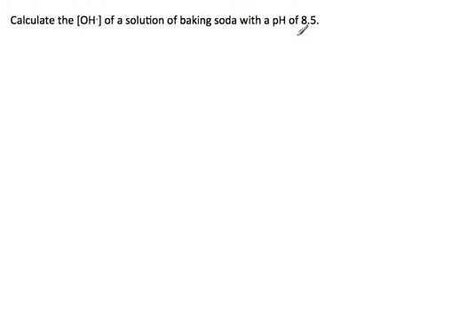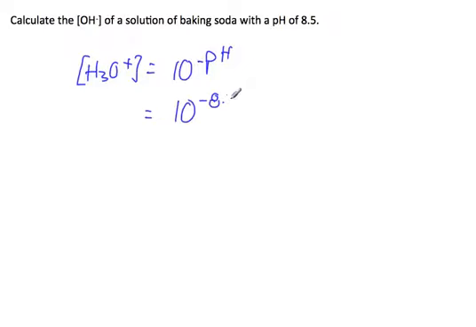So we're given the pH, and we want to find the hydroxide ion concentration. So we're going to have to first find the hydronium ion concentration. As I just said, hydronium ion concentration equals 10 to the negative pH. So that's 10 to the negative 8.5.